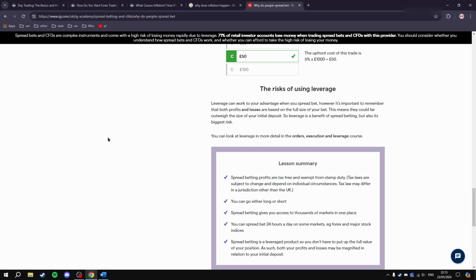So let's just summarize then. Spread betting profits are tax-free and exempt from stamp duty. Tax laws are subject to change and depend on individual circumstances. Tax law may differ in a jurisdiction other than the UK. You can go either long or short.